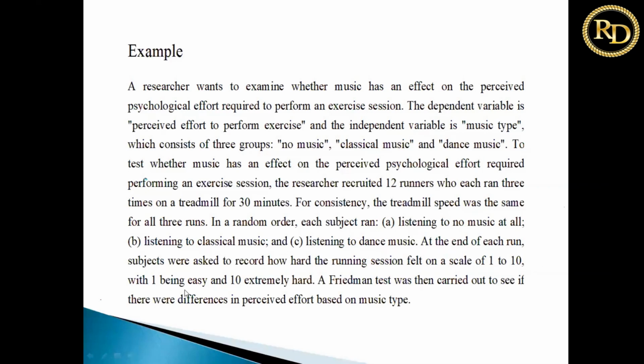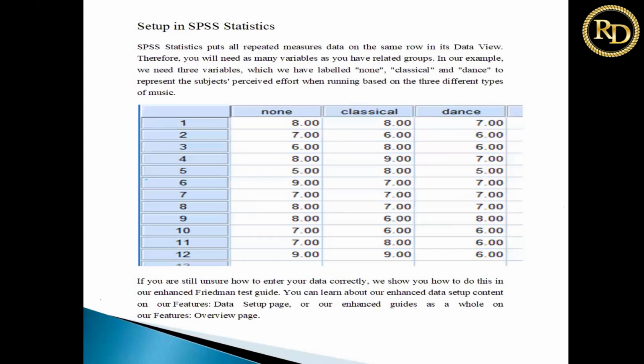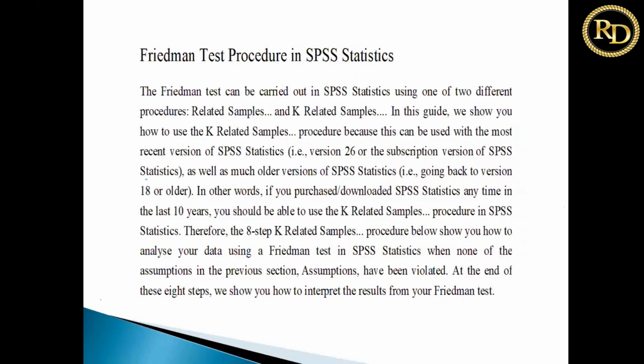With 1 being easy and 10 extremely hard, a Friedman test was then carried out to see if there were differences in the perceived effort based on music type: no music, classical music, and dance music. So here we have scores with no music, classical music, and dance music. You have to perform the Friedman test. So how to perform it in SPSS?